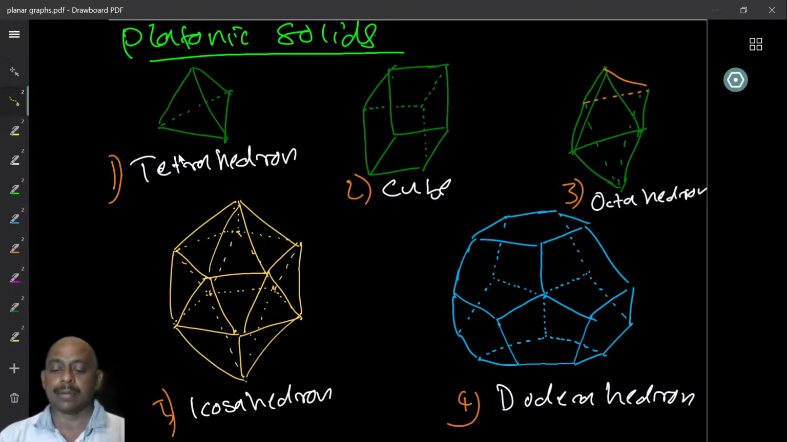Then you have the octahedron, right? And each face of the cube is basically a square. And you have the octahedron, where you have triangular faces again. You have 8 faces, 12 edges, and 6 vertices. Then you have the icosahedron, right, which has how many faces? 1, 2, 3, 4, 5 plus 5 plus 10, right? So 20 faces. It has 12 vertices, I think. 5 plus 5 plus 2, 12 vertices.